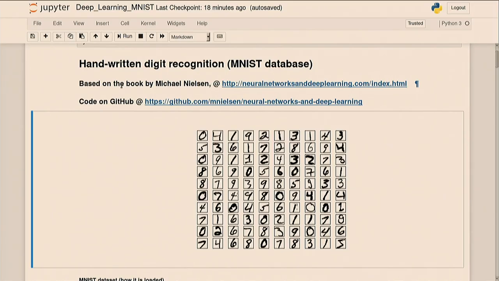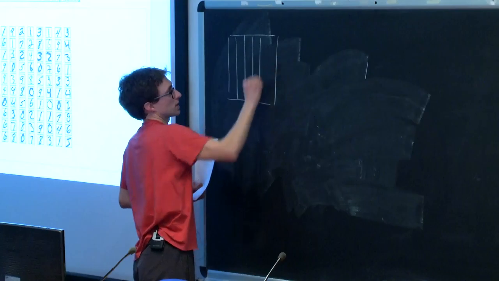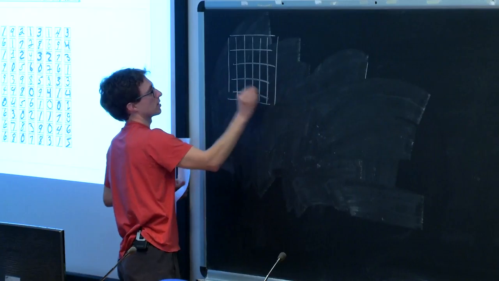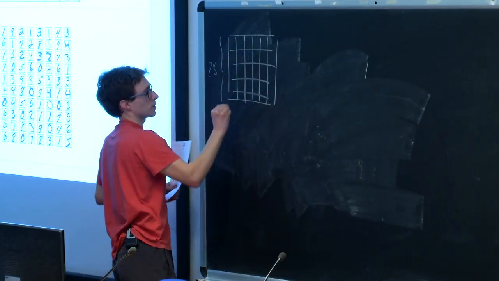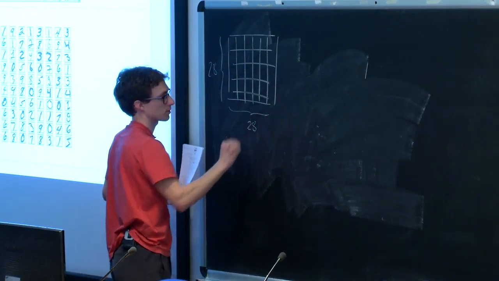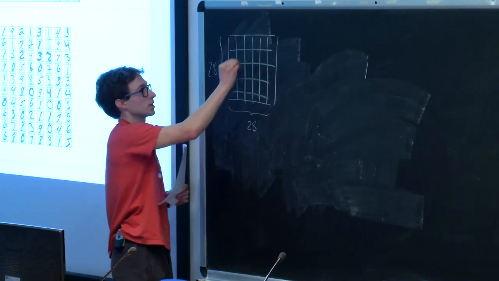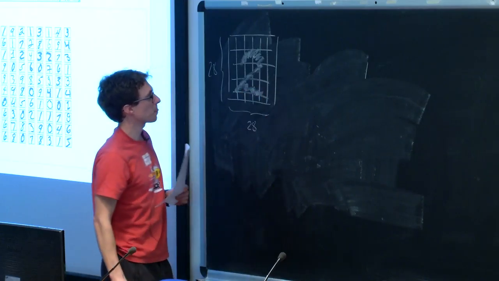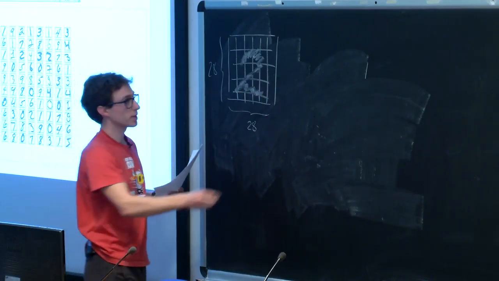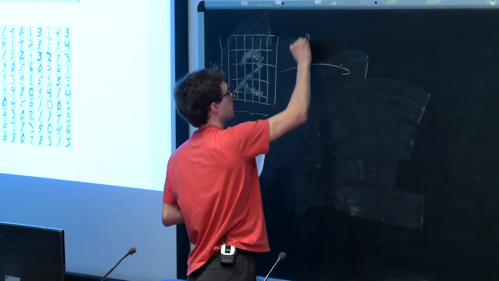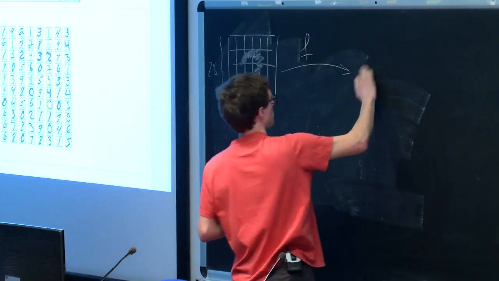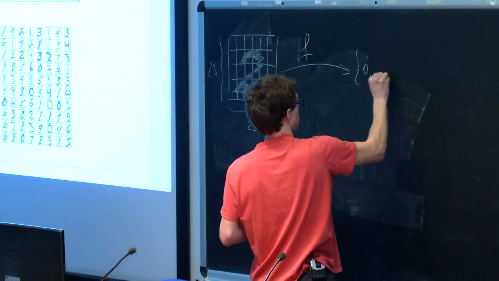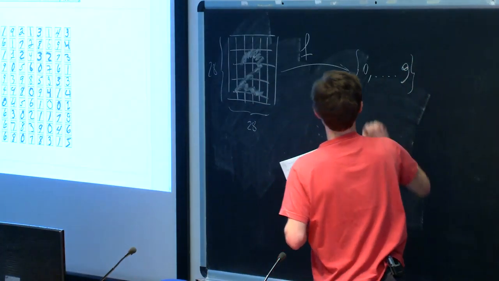So you have a map. You want to construct a map that, given an array which is 28 times 28, grayscale, for example something like this, gives me something in the set 0 to 9. I want to construct a map F that does this.